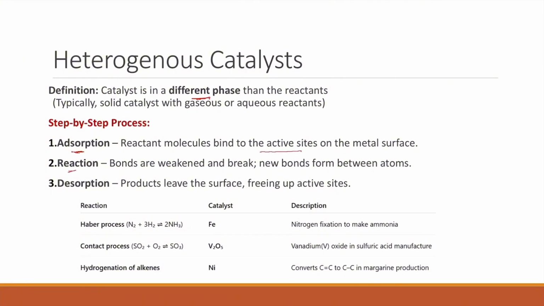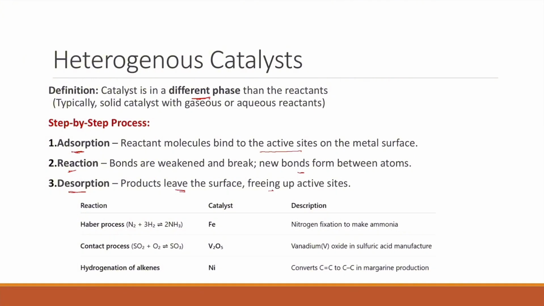And then the reaction. Now the molecules of the reactants, which have adsorbed on the surface of the catalyst, have their bonds weakened and they can form new bonds to form the products. Once the products have been formed, the third stage takes place, which is the desorption, where the products leave the surface, freeing up the active sites.